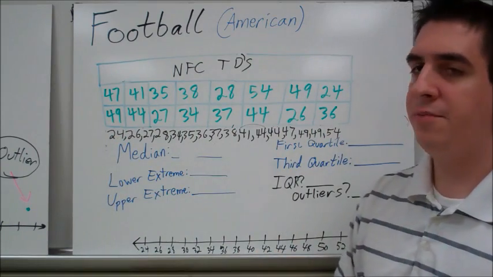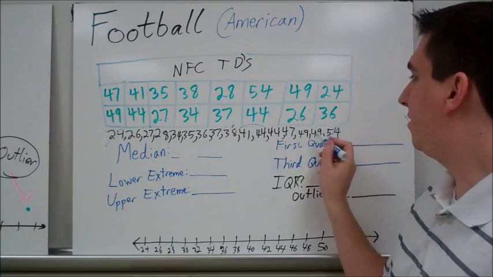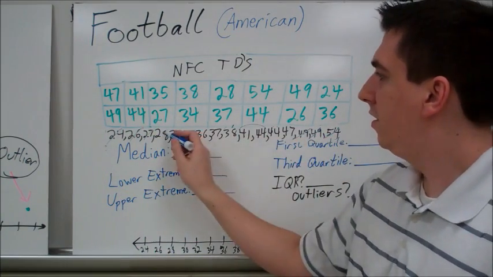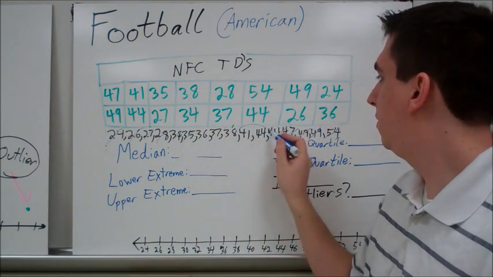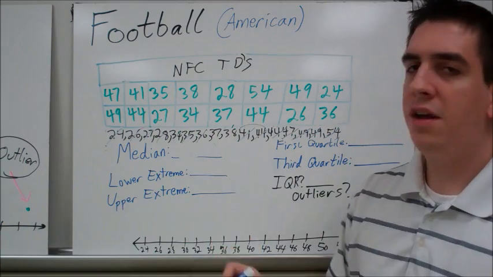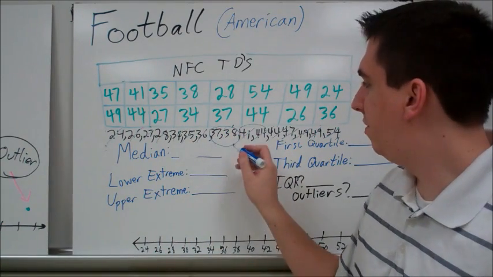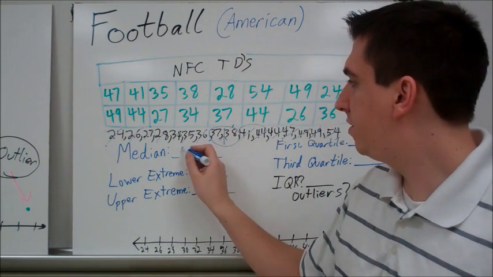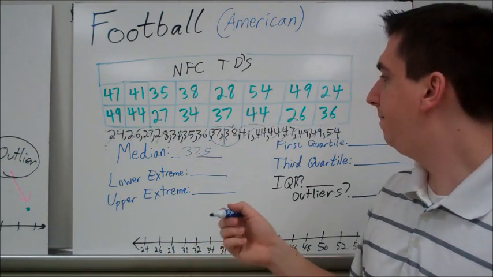I've written out numbers in numerical order. Let's see what we get. We're going to cross out our lowest and highest and do that over and over until we get our number in the middle. Now we have two numbers in the middle, 37 and 38. If we average those, our median is actually right in between them. So we have 37 and a half, 37.5.